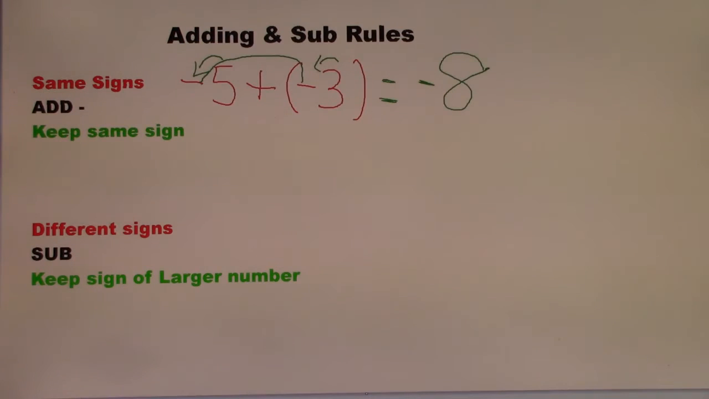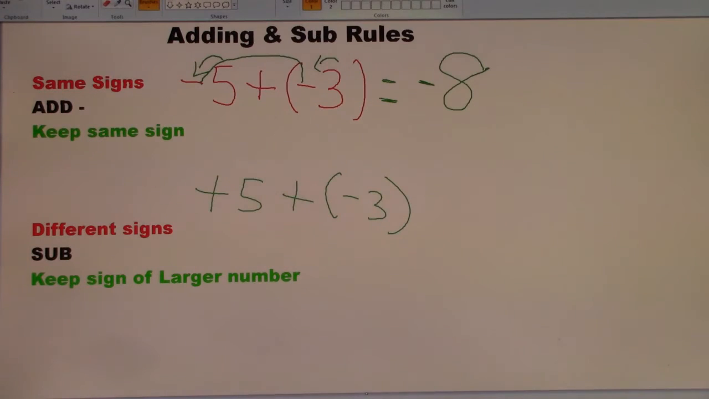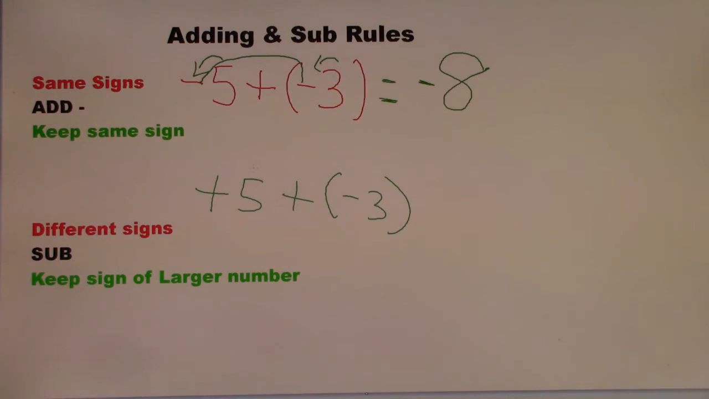Okay, what if we dealt with those same numbers, but we're going to switch them up? Let's say this is a positive 5 plus a negative 3. Once again, we look at the problem here. Look to the left of the 5, and what do we see? It's positive, right? So that means this is a positive 5. Look to the left of the 3. What do we see? We see a negative, so we know that's a negative 3.